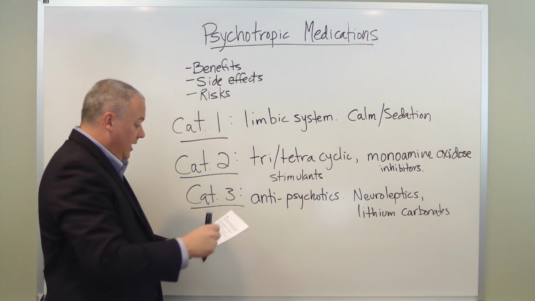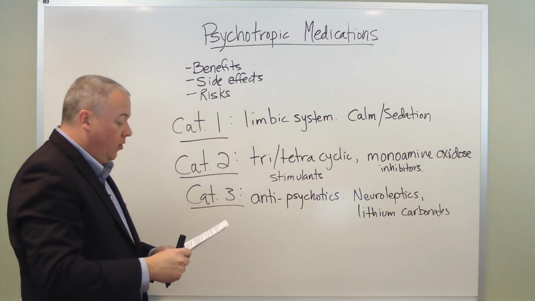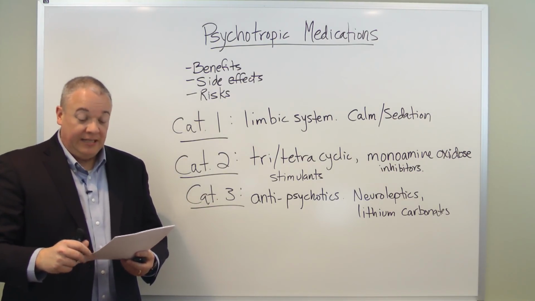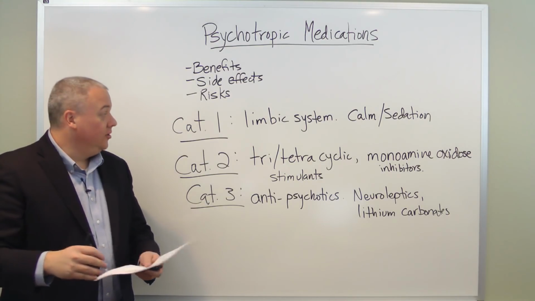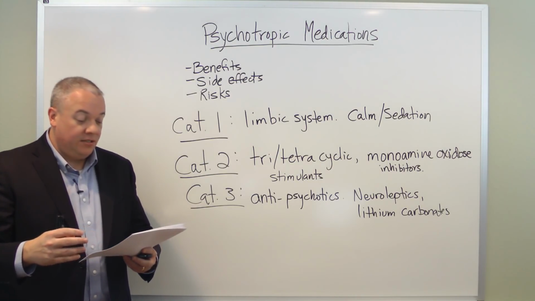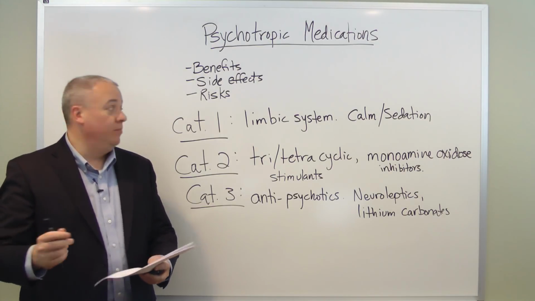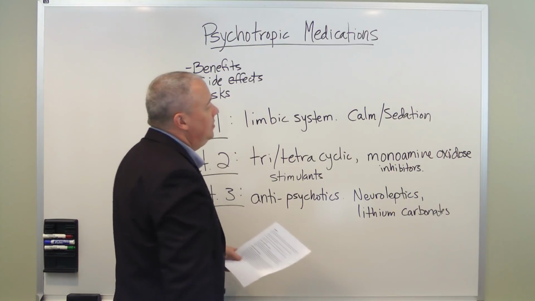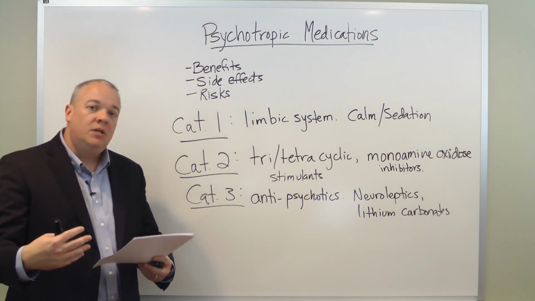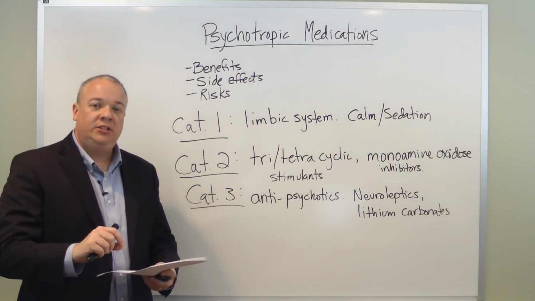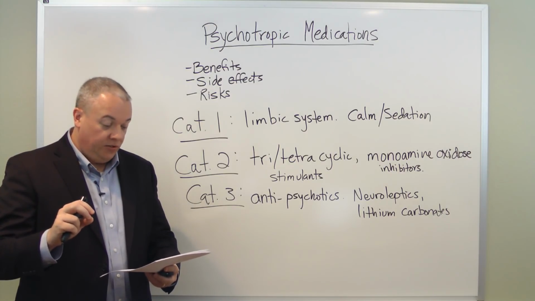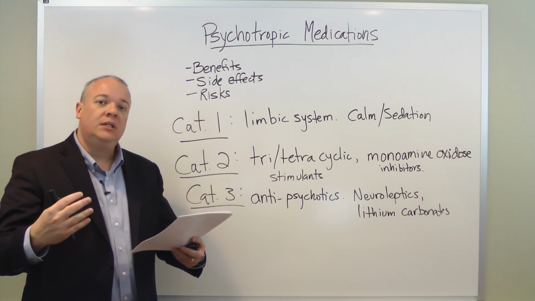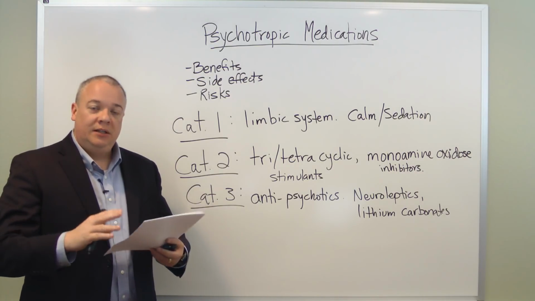So let's talk a little bit then about these medications. Category 1 medications are used to treat things like minor depression, anxieties, and they include all the anti-anxiety agents, sedatives, and hypnotics or sleeping pills. Category 1 medications affect the limbic system, and they produce a feeling of calm and sedation. So minor depression and issues related to sleeping or anxiety, and they want to produce calm, sedation, sleep, things like this.